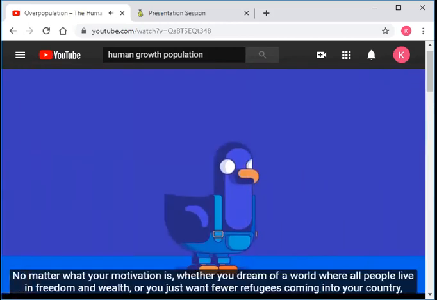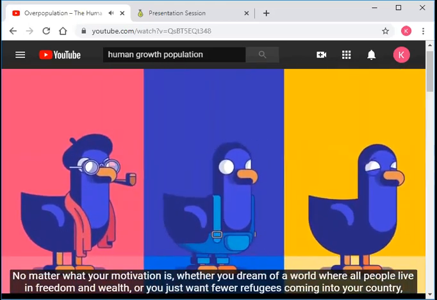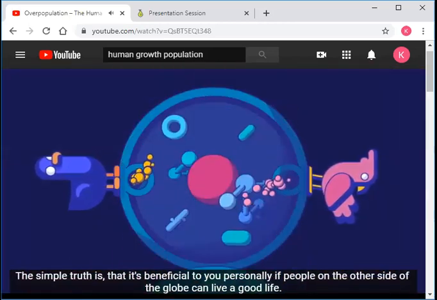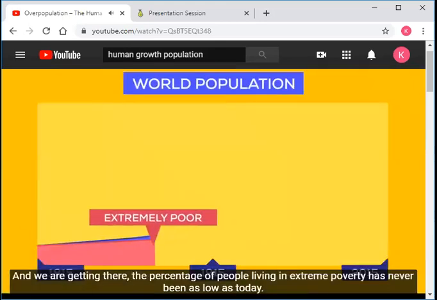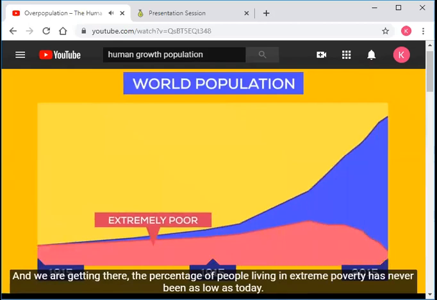important. No matter what your motivation is, whether you dream of a world where all people live in freedom and wealth, or you just want fewer refugees coming to your country, the simple truth is that it's beneficial to you personally if people on the other side of the globe can live a good life. And we are getting there. The percentage of people living in extreme poverty has never been as low as today.